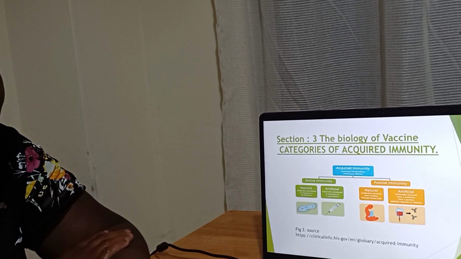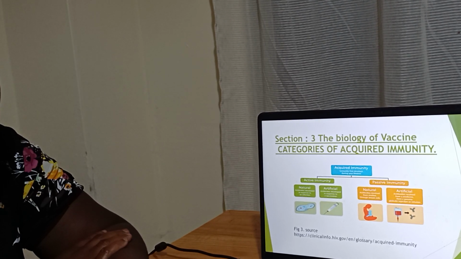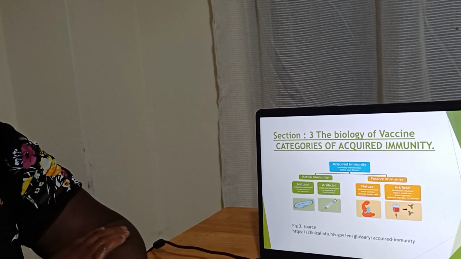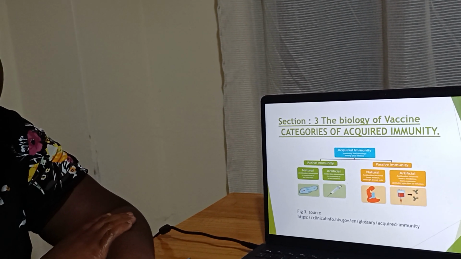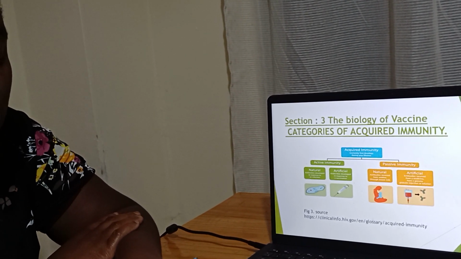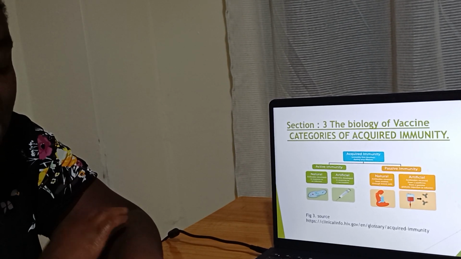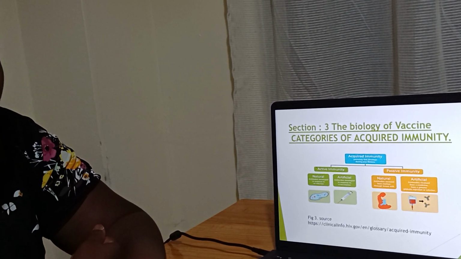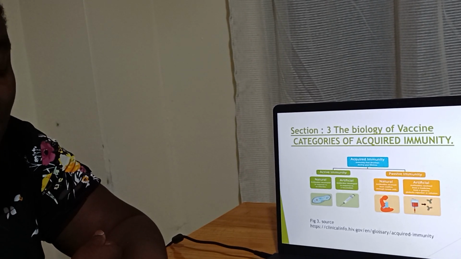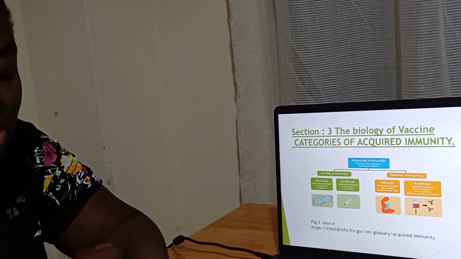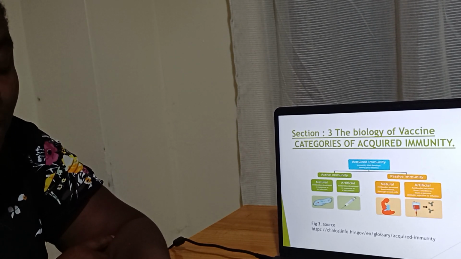And then we have artificial active immunity. This type of immunity is induced by a vaccine, a substance that contains the antigen. A vaccine stimulates a primary response against the antigen without causing symptoms of the disease. For example, the MMR vaccine provides artificial active immunity to measles, mumps, and rubella. Then we have passive immunity.